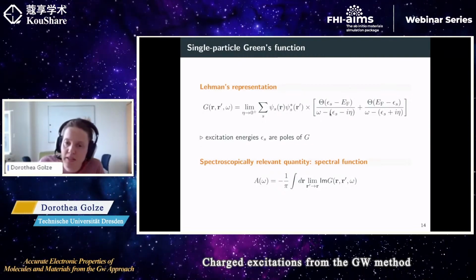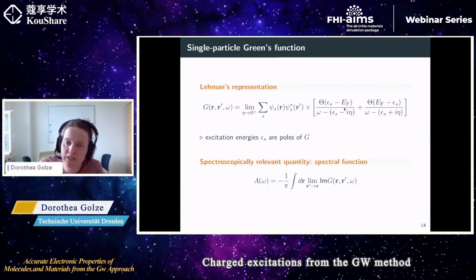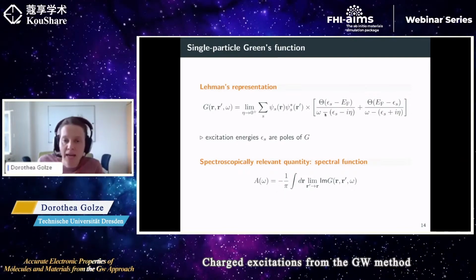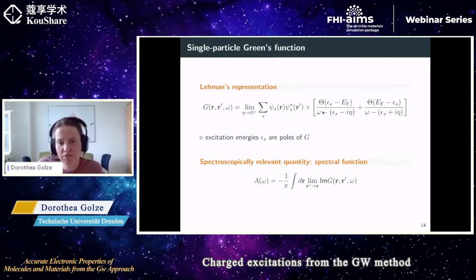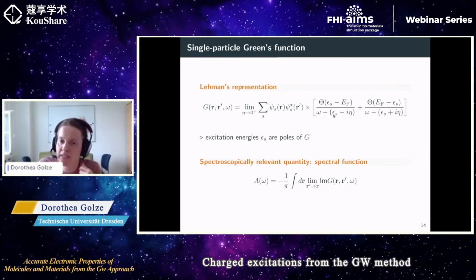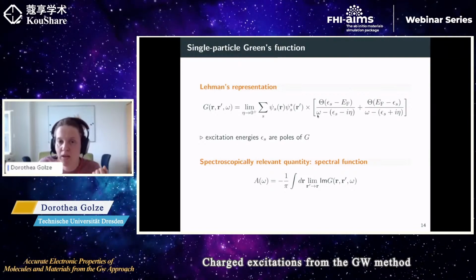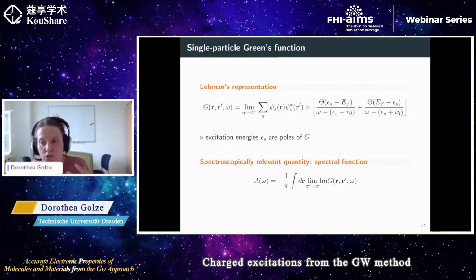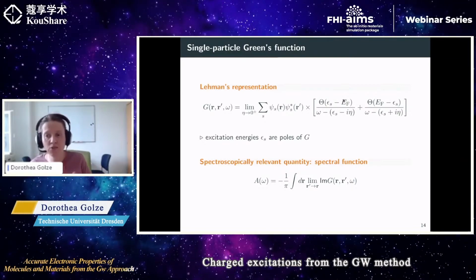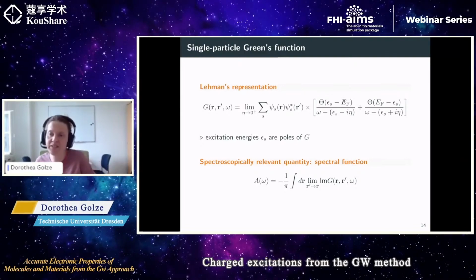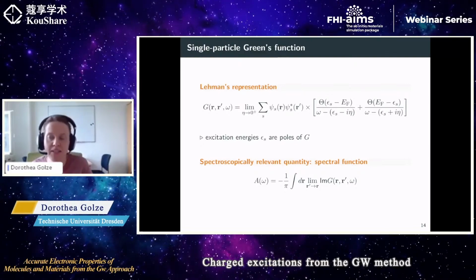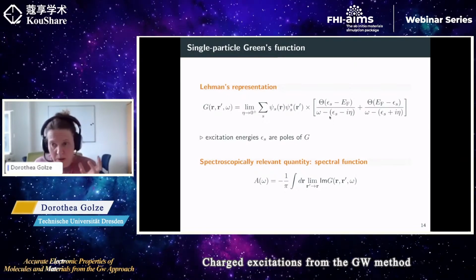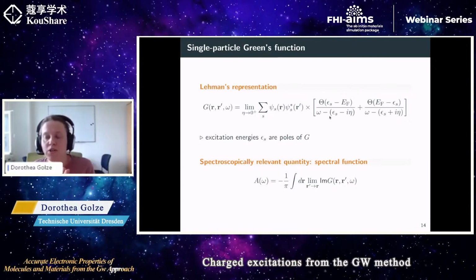So now, interesting, let's look at the denominator. We have here eta, which is a small infinitesimal. And you see that the poles of this function correspond to these excitation energies epsilon s. So that means if omega equals epsilon s, we divide by 0. So that's a pole, a so-called singularity. And so we directly have the excitation energies defined in the method, which is not the case in DFT, just as a hint.